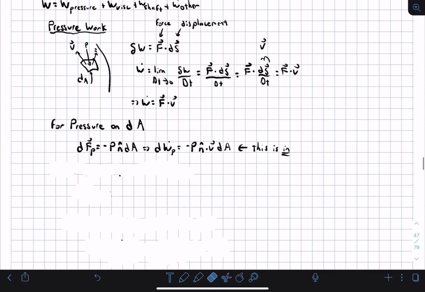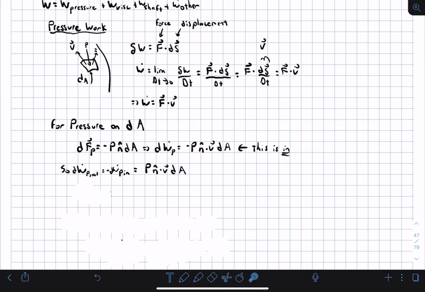So to put this in the traditional engineering fashion, this is actually work in. If you wanted to put it in the traditional engineering form where the work is out, you need to flip the sign. And so that work out is just p times n hat dV. And this is just the rate form of p dV.